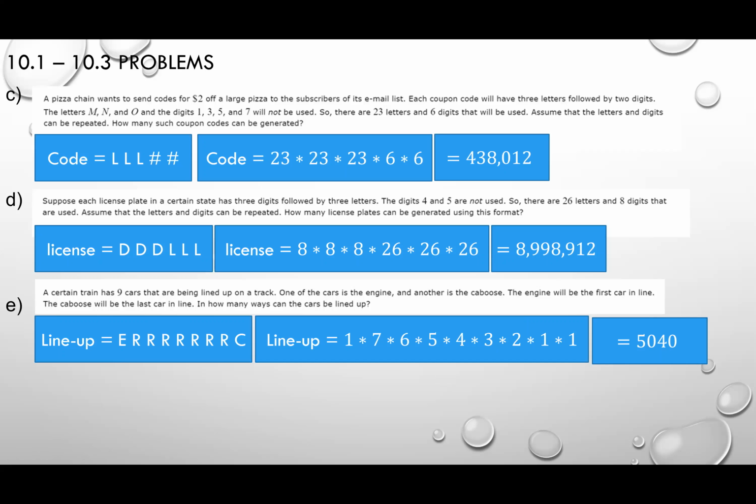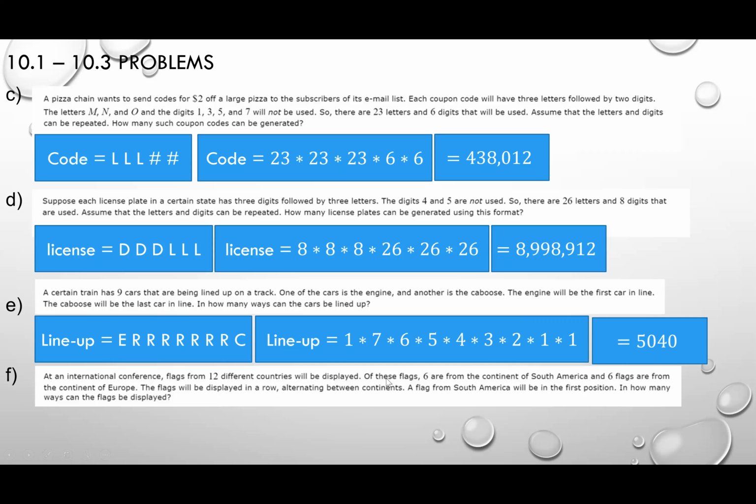Is that clear? Let's take a look at this thing here. Same idea. It's weird.